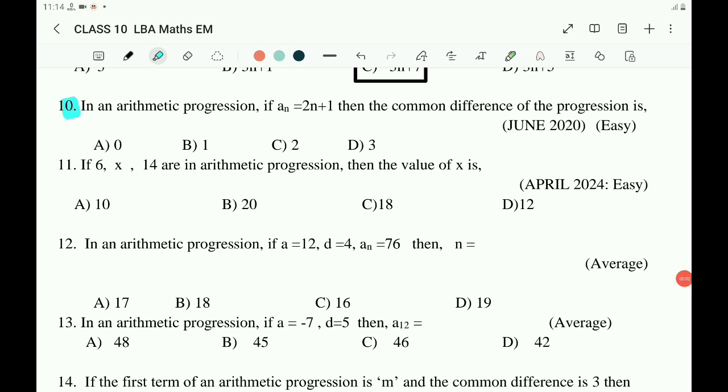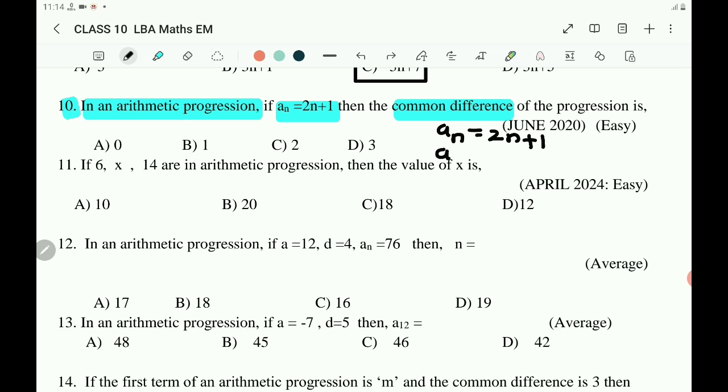Next you take the 10th question. Question number 10. In an arithmetic progression, if an equals 2n plus 1, then find the common difference. Here we have to find out d. You know that d is equal to a2 minus a1. So an is given, which means we have to find out a2 and a1. Then we find a1 first. Write an equals 2n plus 1 is given.